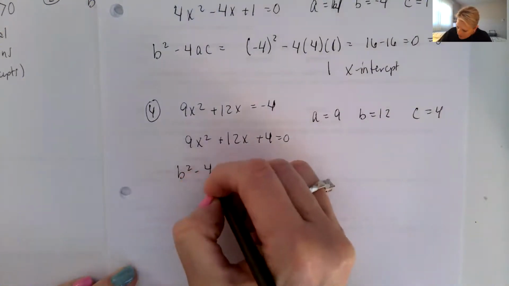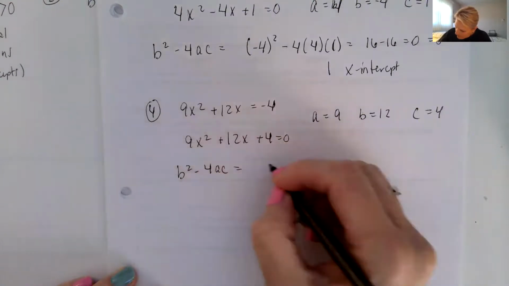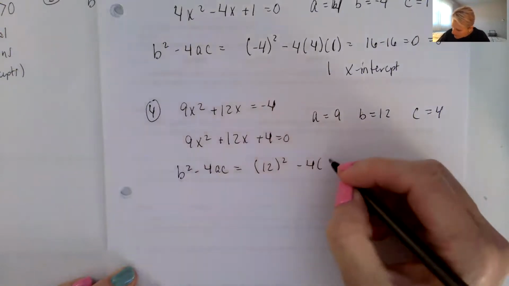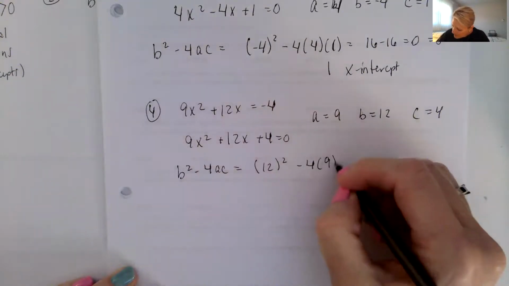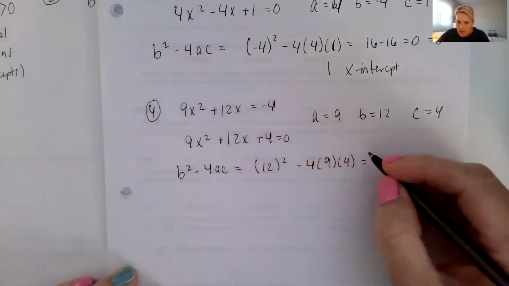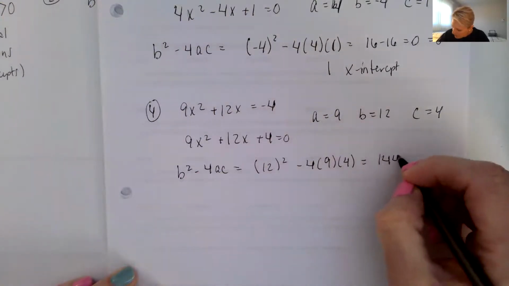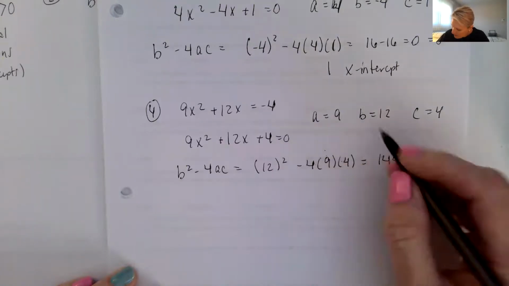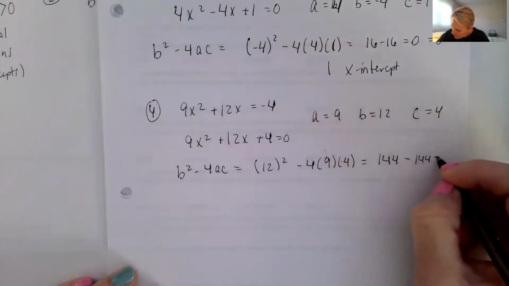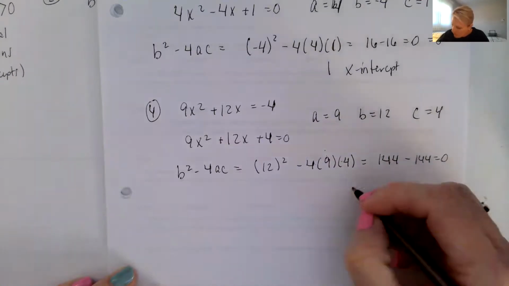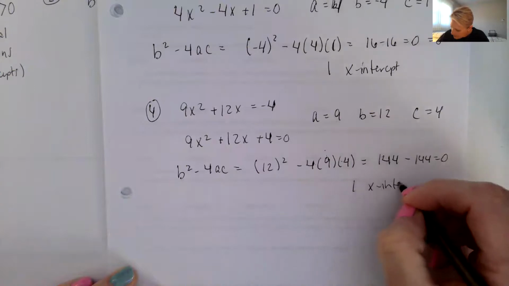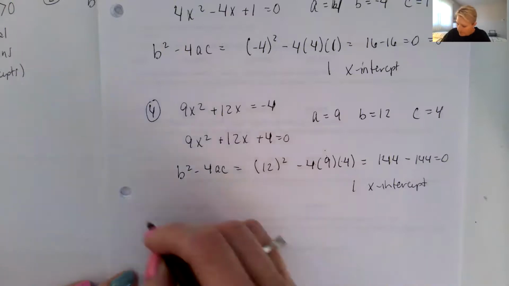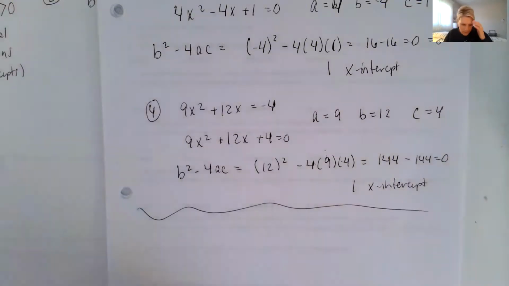So b squared minus 4ac. So b is 12 squared minus 4 times a is 9 times c is 4. So 144 minus 16 times 9 is 144. We get 0. So one x-intercept solution when the discriminant equals 0.